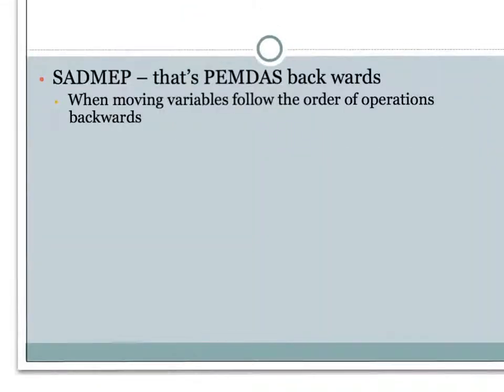And then our third rule of algebra that we need to use in this class is SADMIP. That's PEMDAS spelled backwards. So if we are solving for a variable, we actually have to do our order of operations backwards before we can plug it into the calculator and use PEMDAS forward.